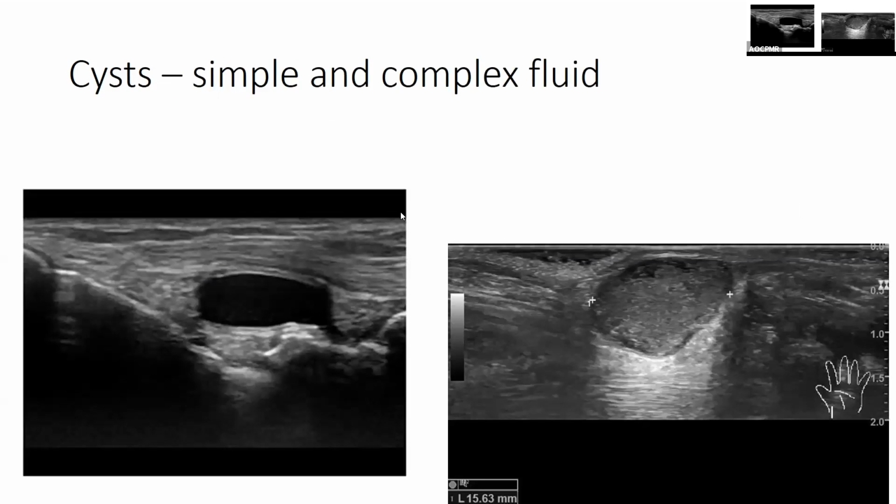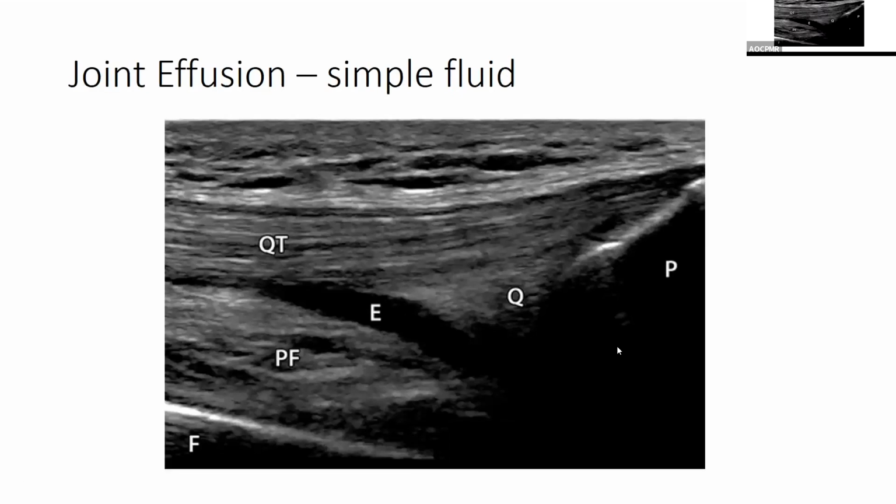Cysts tend to have this through transmission effect, which is an artifact of ultrasound. Since sound travels faster through fluid, you get a brighter or a more hyperechoic signal on the bottom of cysts. So you can tell that this is filled with fluid, in this case, simple fluid, because it's anechoic, because it's showing brighter underneath, as is here. This is not a mass, this is more a hemorrhagic cyst.